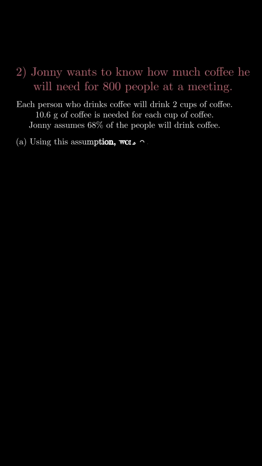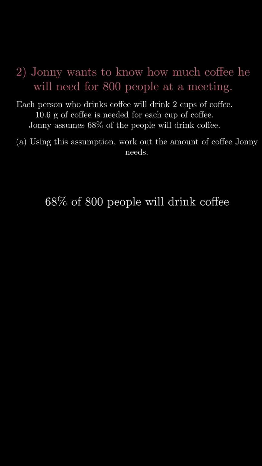Part A for 4 marks. Using this assumption, work out the amount of coffee that Johnny needs. First, let's work out the amount of people that will actually drink coffee. That will be 68% of the 800 people, and that is 544 people.